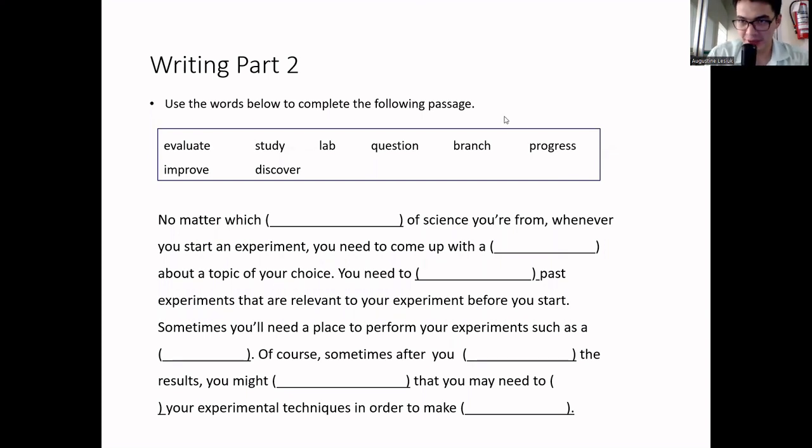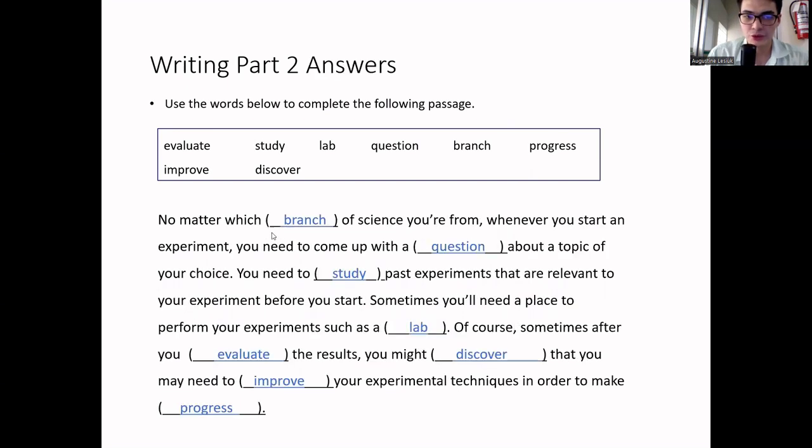All right, here are the answers. No matter which branch of science you're from, whenever you start an experiment, you need to come up with a question about a topic of your choice. You need to study past experiments that are relevant to your experiment before you start. So relevant meaning that it's similar, or it has the same topic, or it's somehow connected to your experiment.